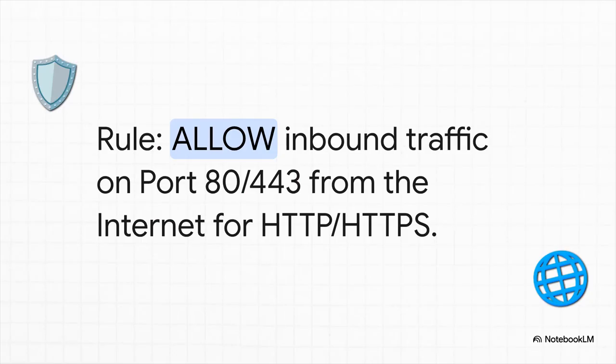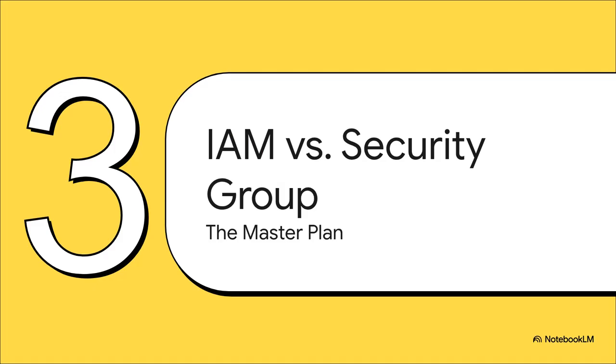So, a classic example. You've got a web server running. You want people to actually see your website, right? So you'd go to its security group and you'd add an inbound rule. That rule would say something like, allow traffic from anywhere on the internet, but only on port 80 and port 443, the standard ports for web traffic. Every other port, slam shut, lock down, protected.